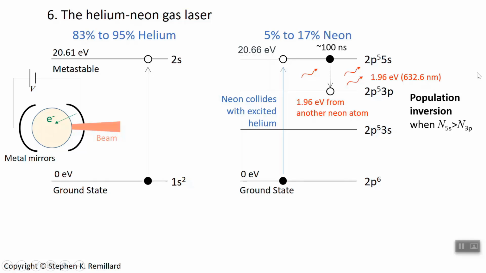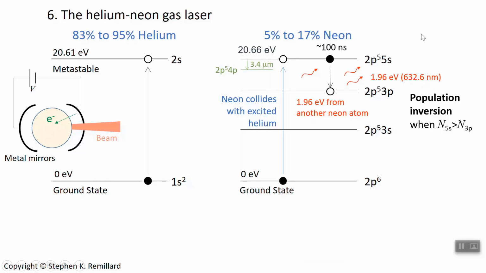In the case of a helium-neon gas laser, we'll say that we have population inversion when there are more 5s subshells that contain an electron than there are 3p subshells. And that's a pretty easy condition to meet, because normally why would there be any electrons in the 3p subshell?